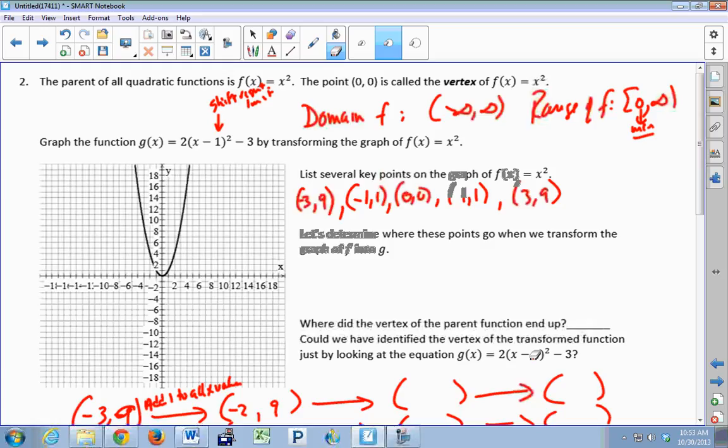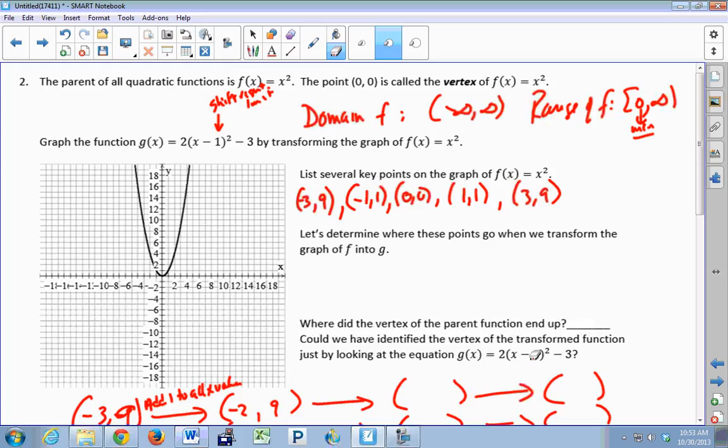What do I do next? I did my horizontal shift. Now what do I do? Take care of my horizontal shifting first, and then what comes next in my transformation series? Stretching or shrinking. What kind of stretching or shrinking am I doing here? It's going to be the vertical, yep.